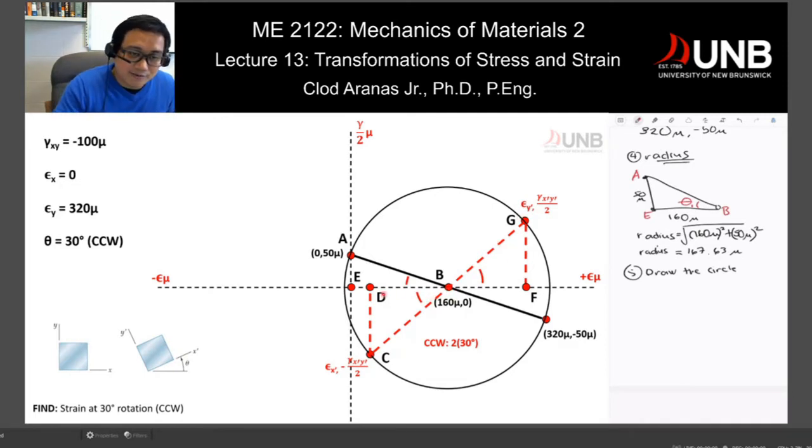And the same thing for the other side. If I know this angle here, I can obtain this length, and I can subtract it from my 160 value, and then I would be able to obtain this epsilon x prime. So let's do that. I know it's kind of straightforward, but let's do it.